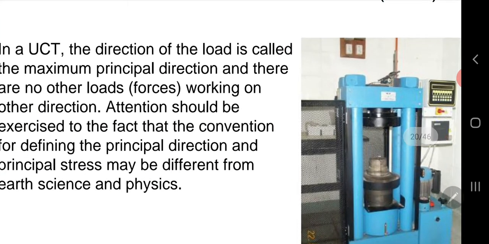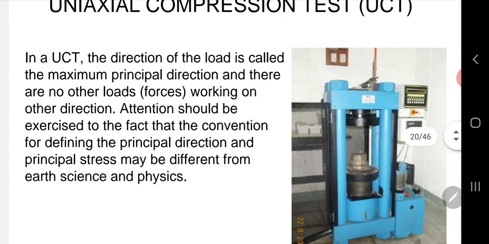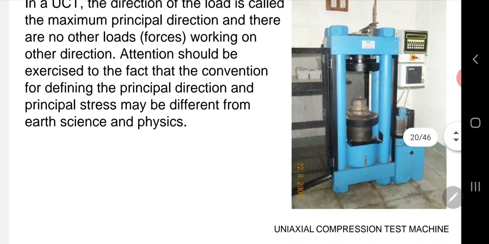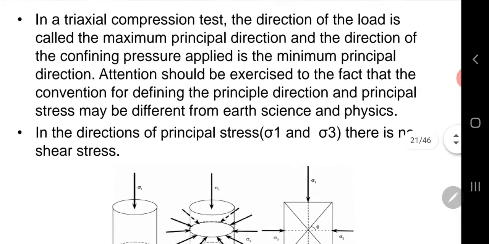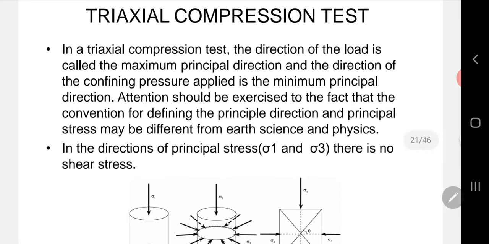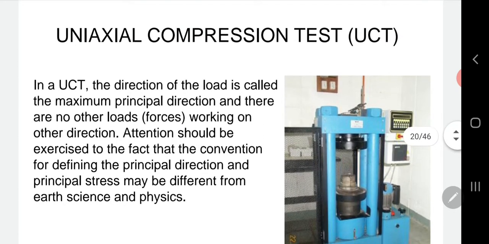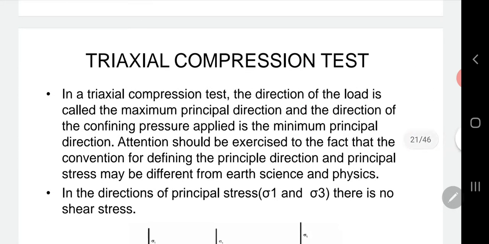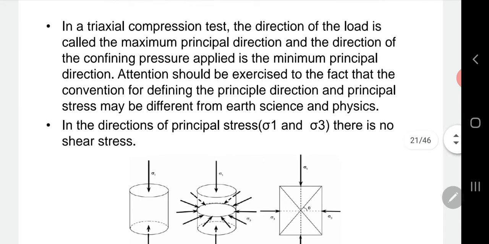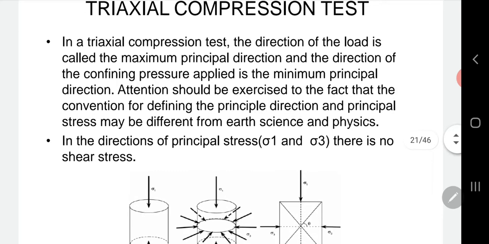So we might define it differently from those who are in the field of earth science and also physics. Okay, these are the things that you want to look at when you do the triaxial compression test. Okay, what is the difference compared with UCT? In UCT you only apply stress in one direction, but in the triaxial compression test, you need three different directions to do the test.